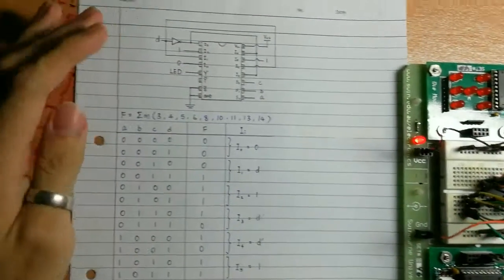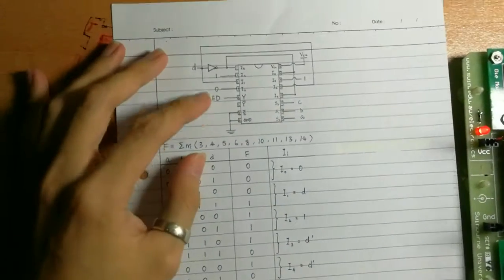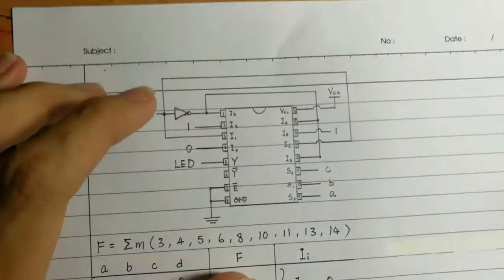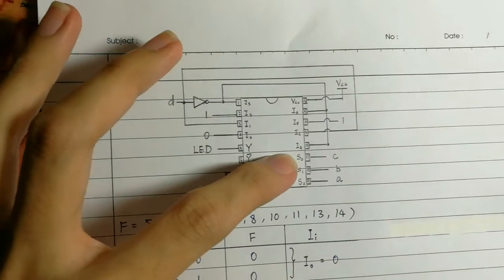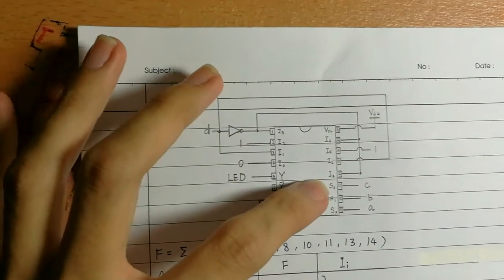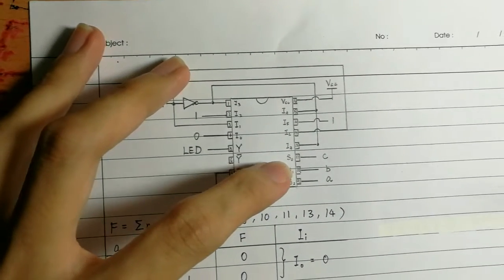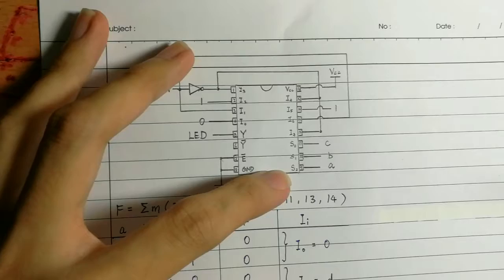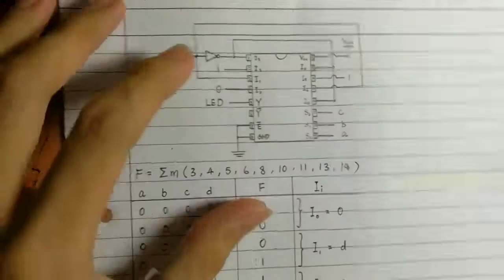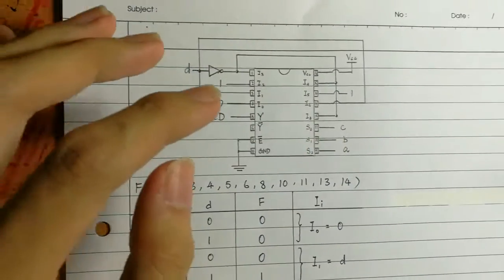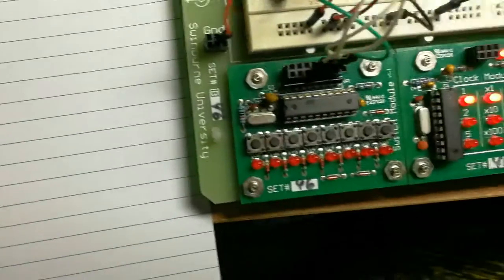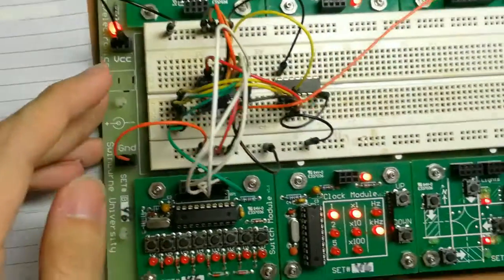According to the circuit we drew, select input 0 is connected to C, select input 1 is connected to B, and select input 2 is connected to A, which is represented by the 3 switches here. So next we will test the circuit.